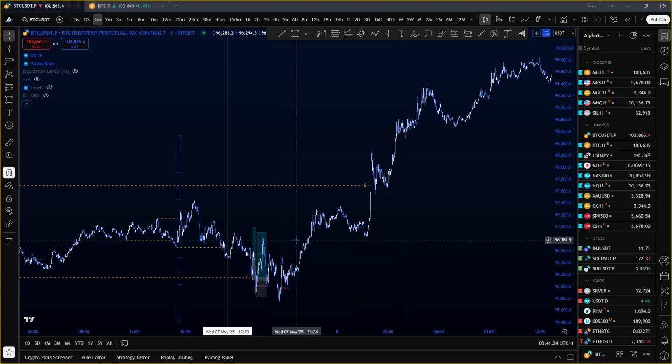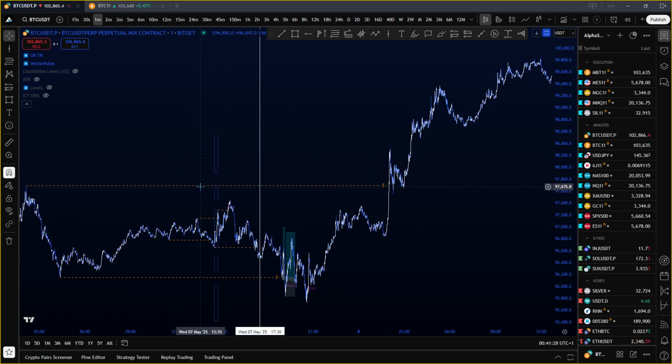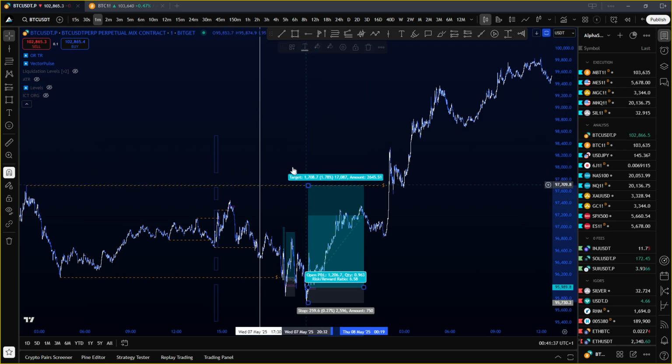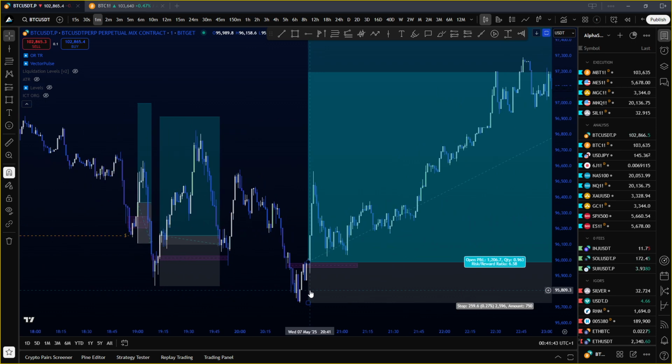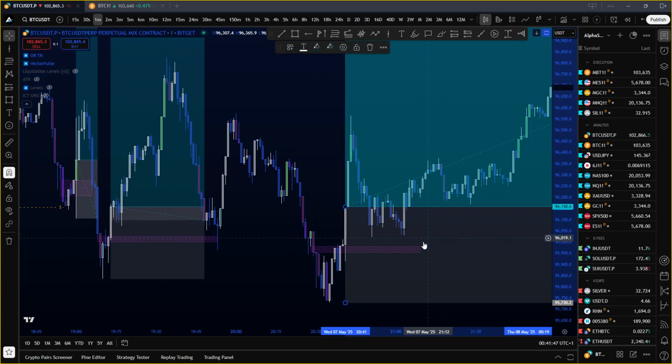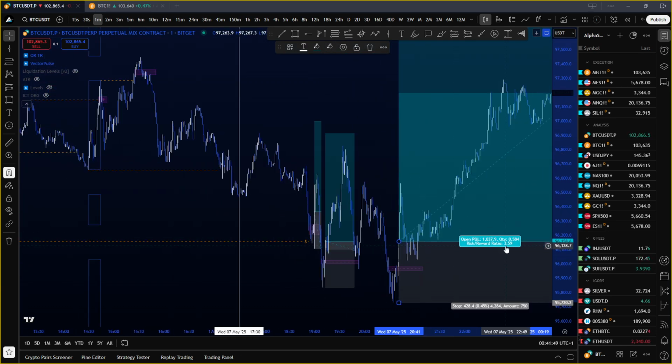But even if it was just a 3R, or to target the Asian high because we took the Asia low, right? If you target the Asia high, this would be 6.5, something like that. And I'm using a candle close. It could be either that one or that one. Even if it's like this, this is a 3.5, which would compensate for those.